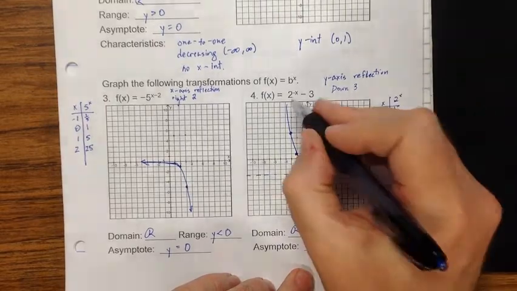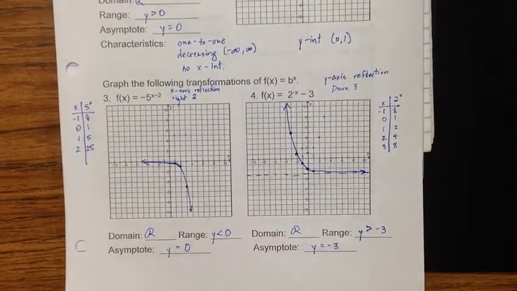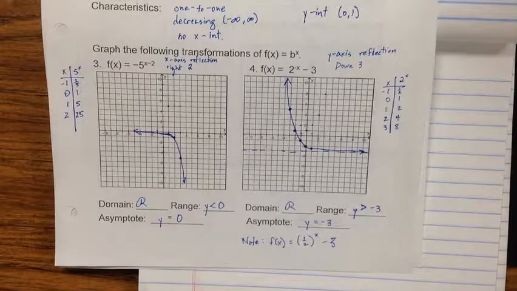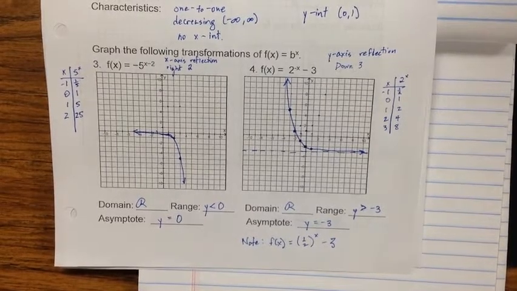Getting closer and closer to that asymptote of y equals -3. Okay, one last thing about number 4 before we move on.